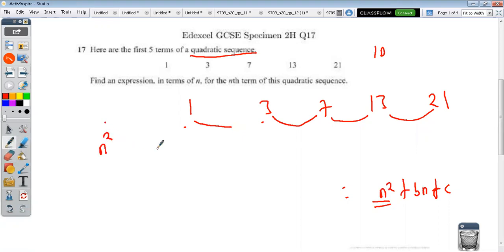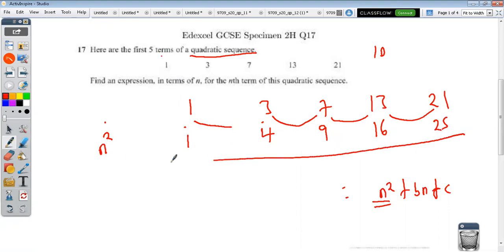Follow me. The first term is when n is equal to 1. What is 1 squared? It's 1. What is 2 squared? 4. What is 3 squared? 9. What is 4 squared? 16. What is 5 squared? 25. Then we subtract, because we want to take away this part so that we find what bn plus c is. Now let's subtract. Isn't this 0? Subtract that, what do you get? Minus 1. Yes, subtract that.